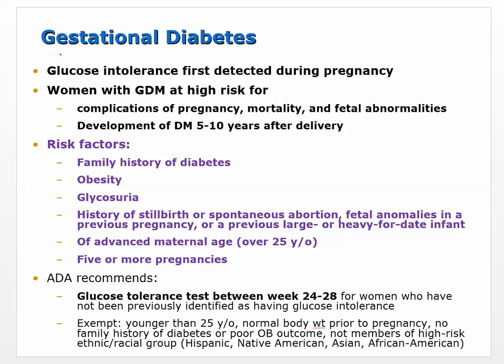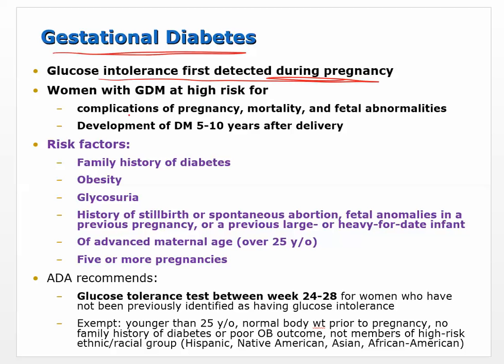Okay, so that was type 2 diabetes. Now we'll say a little bit about gestational diabetes. We're not going to say too much about it because we don't really know exactly what's causing it. We just know that it happens, and we know the risk factors, and we know who's affected. Gestational diabetes is glucose intolerance that's first detected during pregnancy. That's what we mean by gestational.